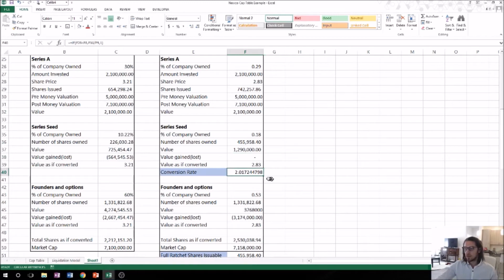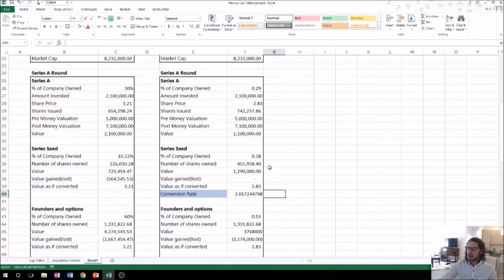Now you see too that the conversion rate goes to 2.017. So on the cap table, the share count doesn't necessarily change. But whenever we calculate the waterfall, what will change is how many shares they get upon conversion to common. So that's what we'll do in a future video whenever we modify the liquidation model to fit in all these new conversion rates in down round scenarios.